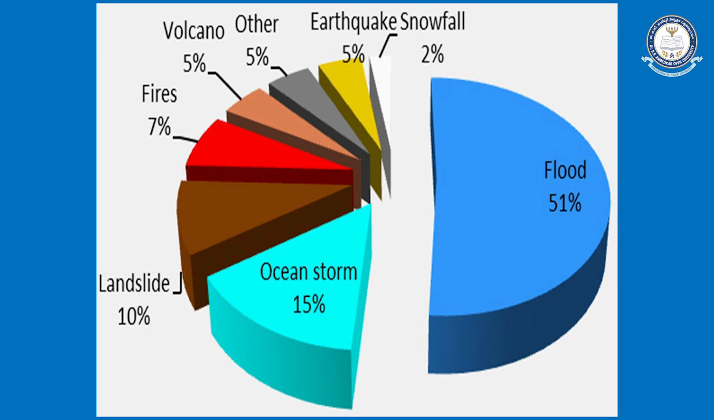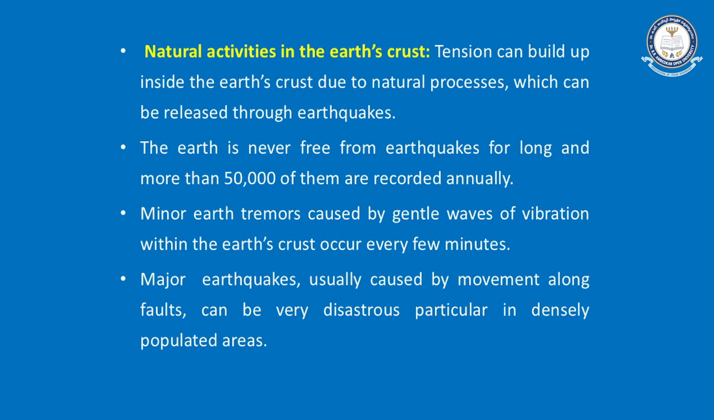If we see the whole number of disasters which occur on the earth's surface, earthquakes happen to be 5% of the total disasters. Earthquakes happen in the zones of delicate crustal surfaces. Natural activities on the earth's crust are basically volcanoes and earthquakes. These happen because of the pressure conditions which are generated within the earth.